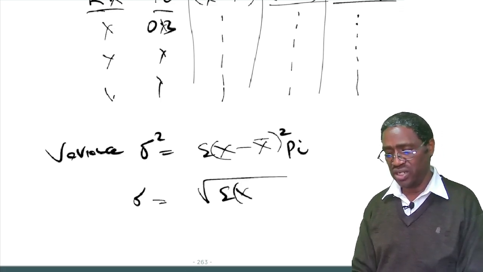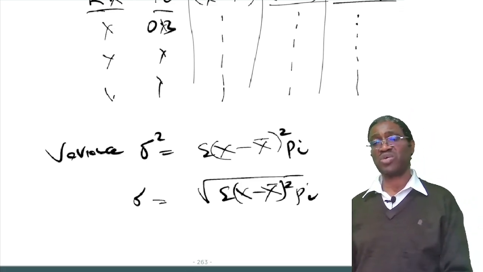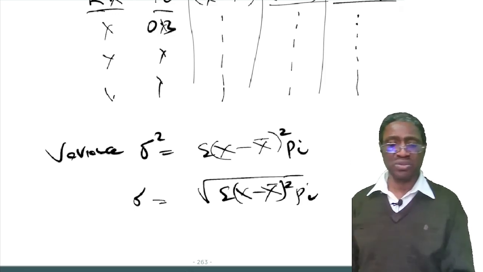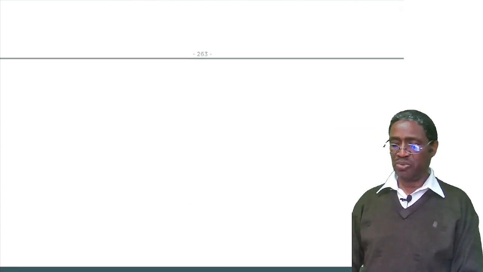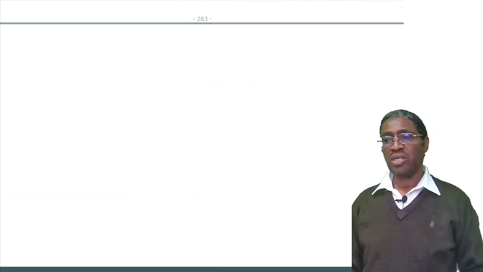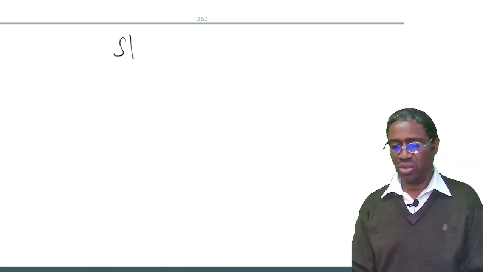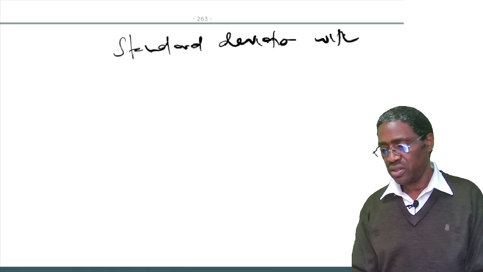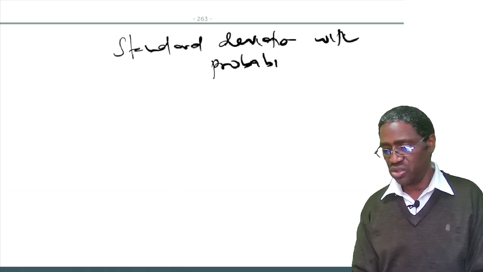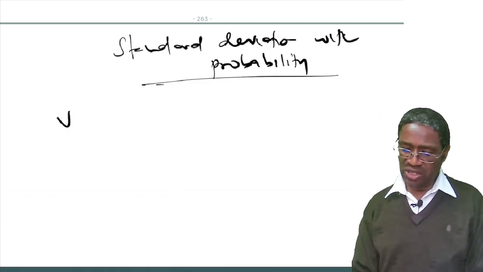It will be the square root of summation of x minus x bar squared times pi. That will give you the standard deviation. So let's put down the formula. Put down a subheading: standard deviation with probability. Then you can start with the variance.